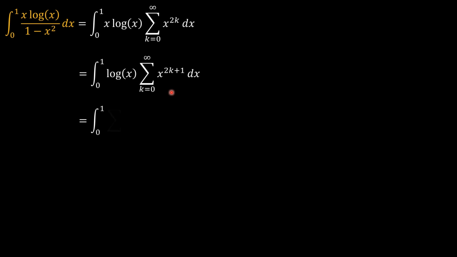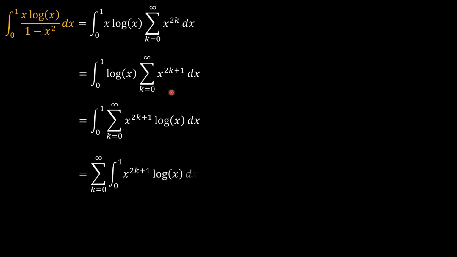We can also allow the logarithm function to cross into the summation sign. Now here, the important thing to know is that if you are integrating a sum of terms, that's the same as summing the integration of the respective terms. So we can interchange the integration and summation sign without losing anything. So now here we have a summation from k equals 0 to k tending to infinity of the integral from x equals 0 to x equals 1 of x to the power 2k plus 1 times the natural logarithm of x.